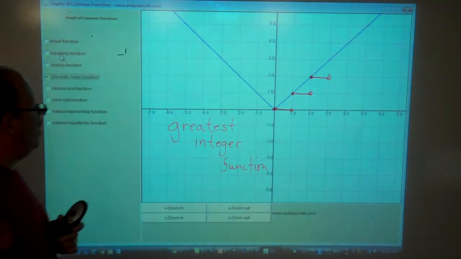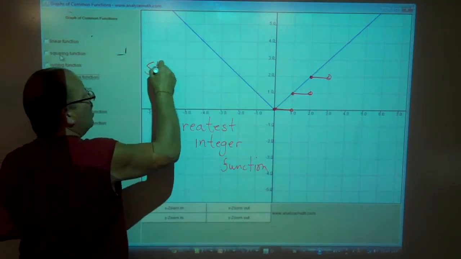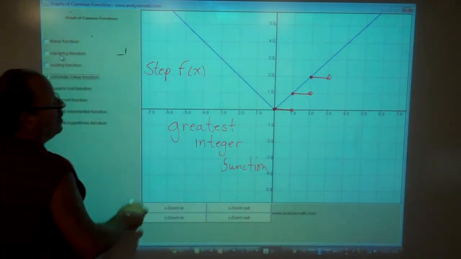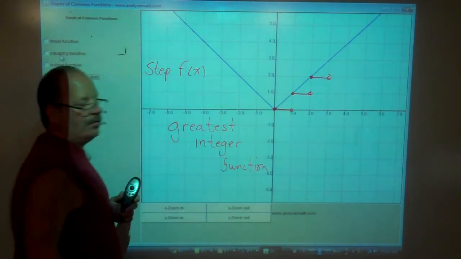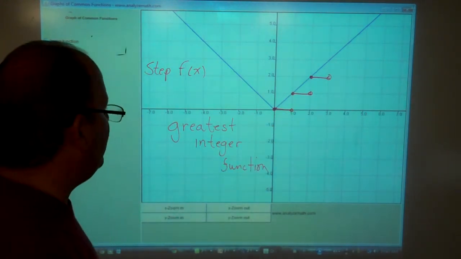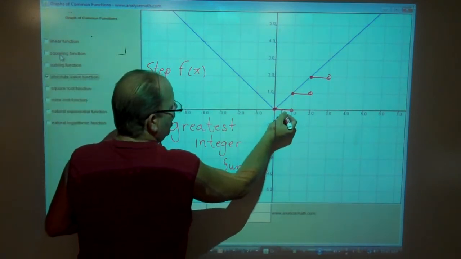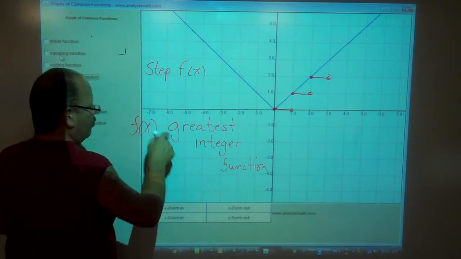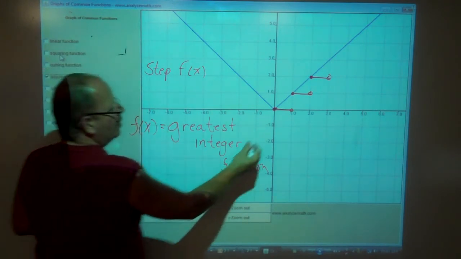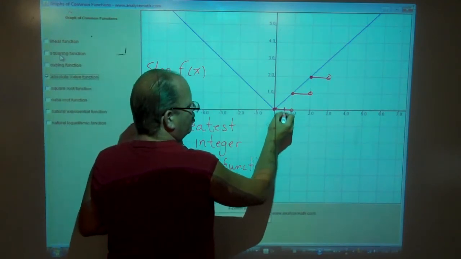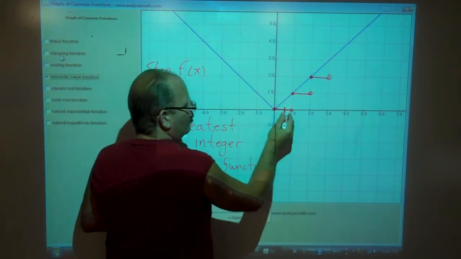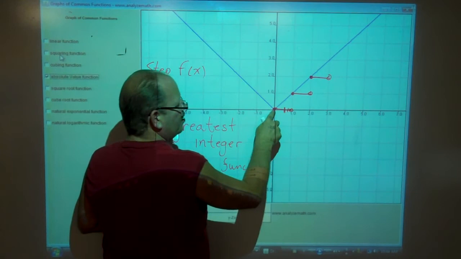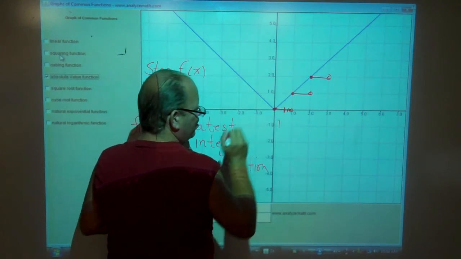So if you see something like that, this is called a step function. That's the broader category, step function. And this specific step function is called the greatest integer. Okay, so what that means is that if I gave you f of x equals the greatest integer of 1.5, the greatest integer of 1.5 is 1. 1 and 7/8, it's still 1. 1 and 99/100, it's still 1. The integer part is just 1.